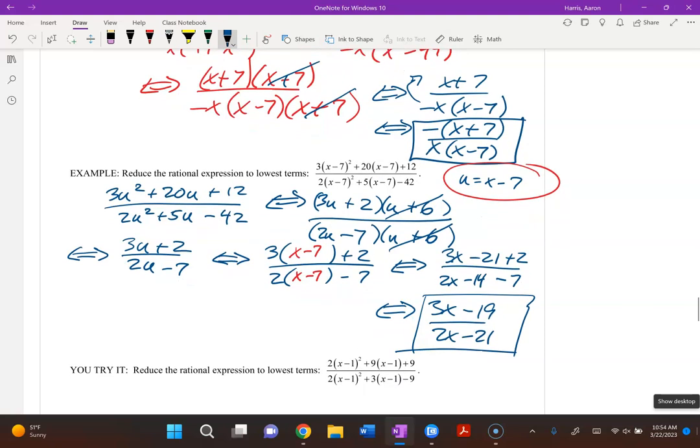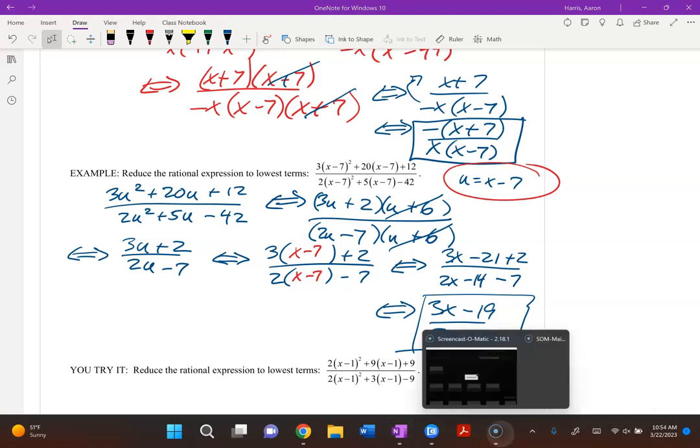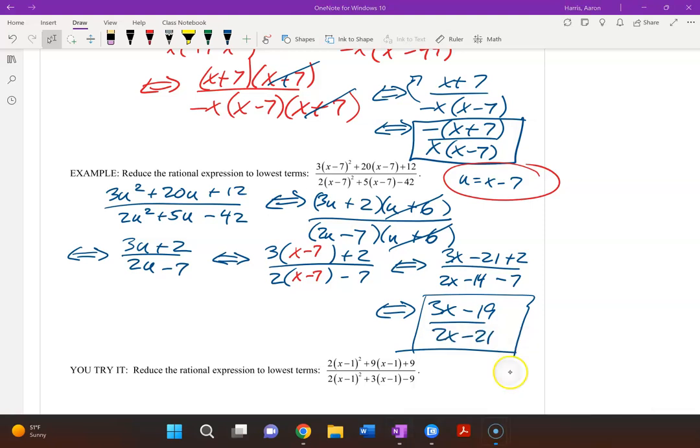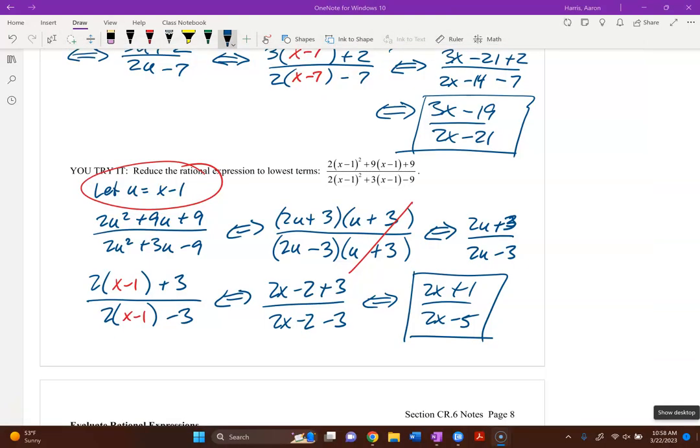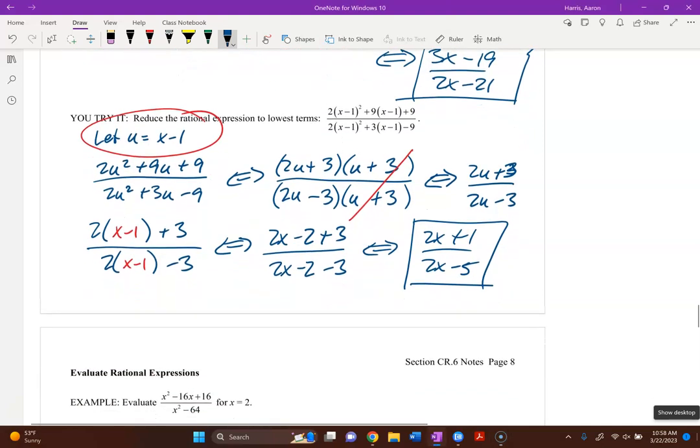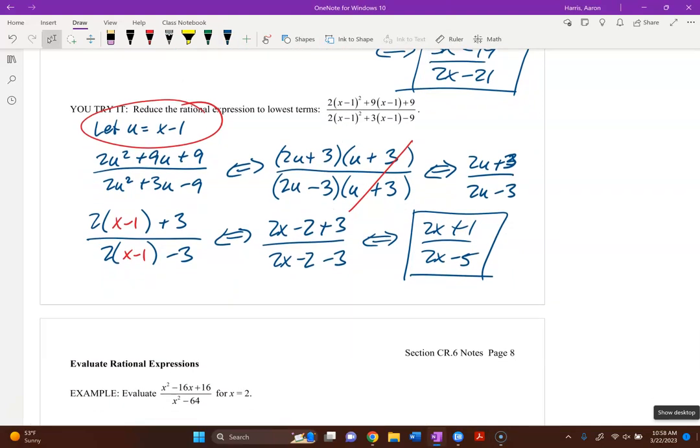All right, I'll give you a minute on this next one to kind of try this one. All right, guys, go ahead and check yourself. And we'll get into evaluating some rational expressions here.